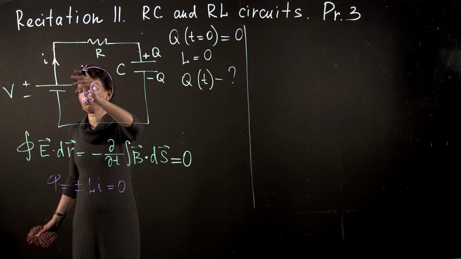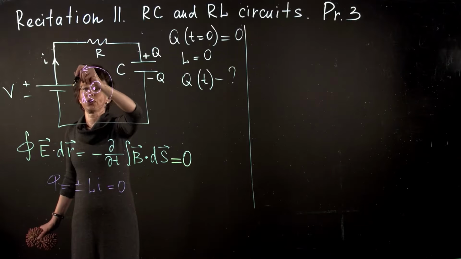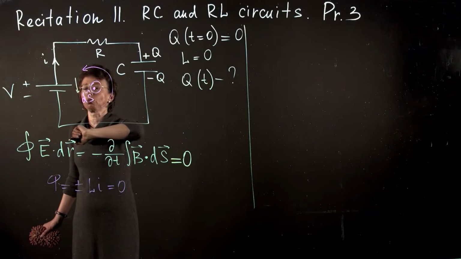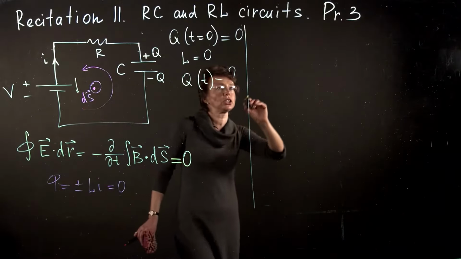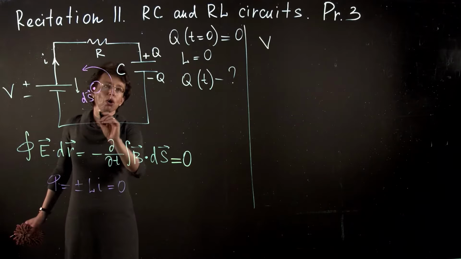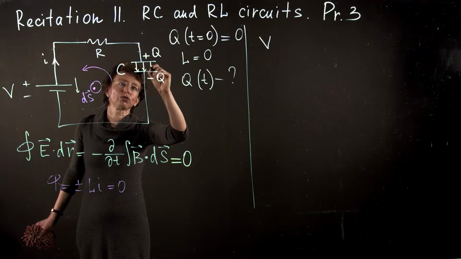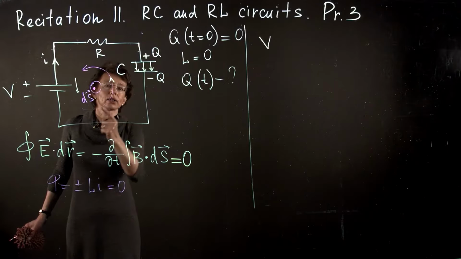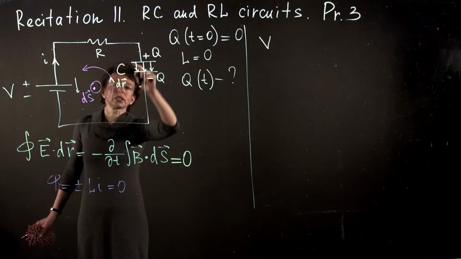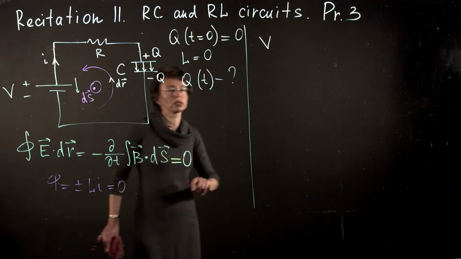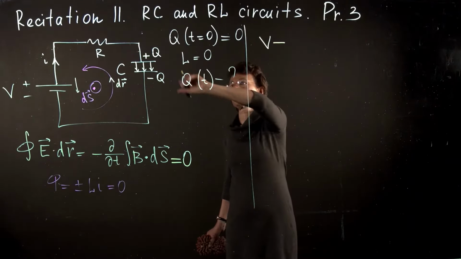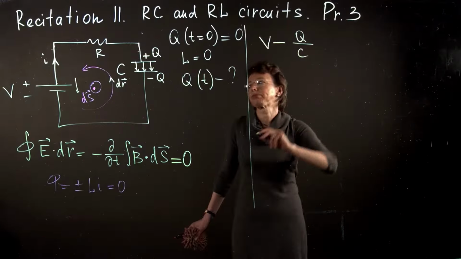And then we will start with the battery. When we move down, dr is down, there is negative change in voltage, which means positive change in E dot dr. So I put plus V. Then we keep going. From plus to minus, the electric field is down, but dr, we go in counterclockwise direction, dr is up. Electric field is down, dr up, E dot dr is negative, I put minus. Magnitude of E dot dr across the capacitor is Q over C.